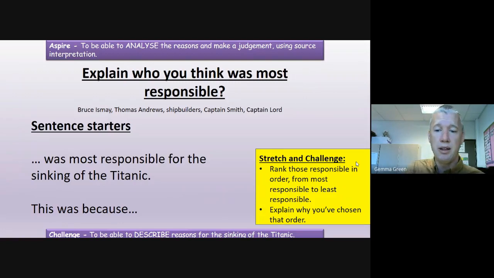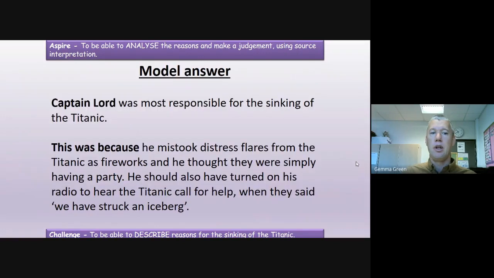The stretch and challenge on there as well. Actually, before we come into that, year six, I'll give you a model answer, if you like, for what I've asked you to do. So this is an example answer. On this one, it's explaining Captain Lord was most responsible for the sinking of the Titanic.